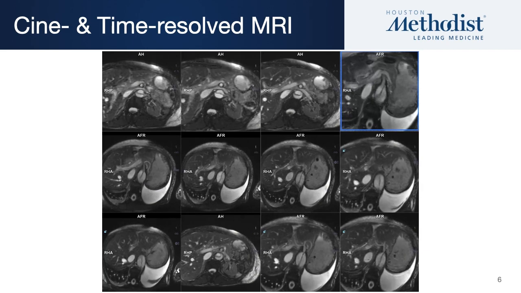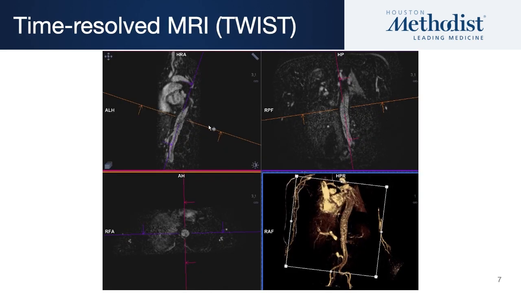And here's an example of the power of cine time-resolved MRI. You can see a dissection in the top four planes extending, in this case, into the renal artery or into the superior mesenteric artery. We can see how the septum whips backwards and forwards as it changes through one cardiac cycle. We'll show this in a little bit more detail as we go on through this.